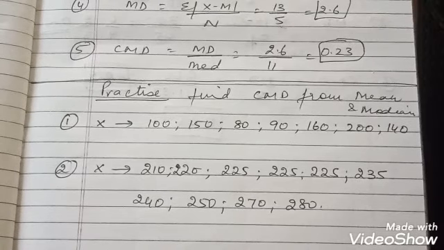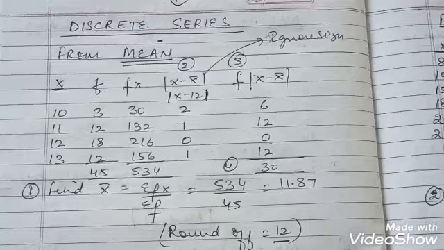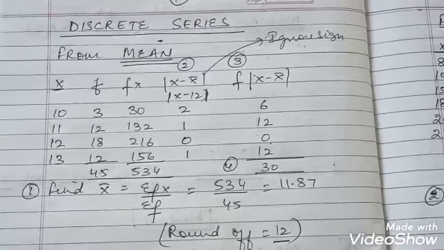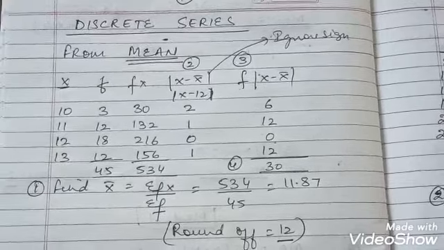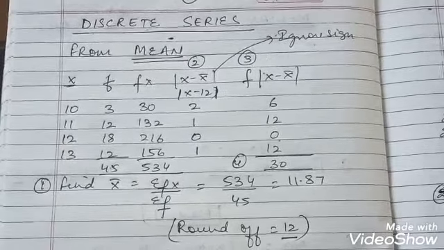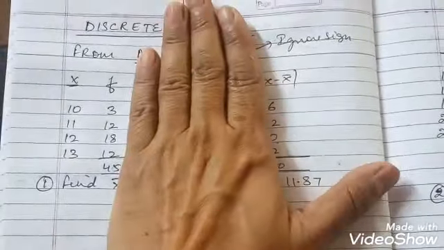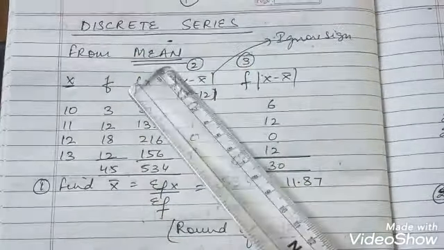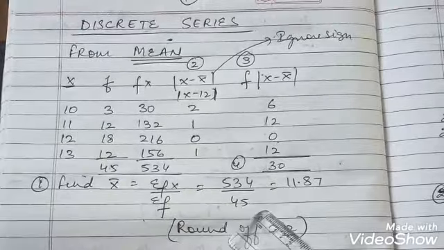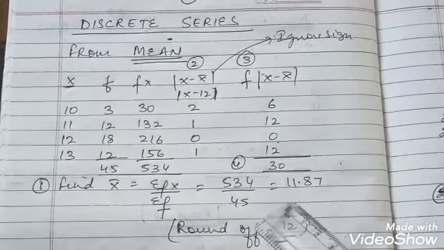So we have covered mean deviation from mean and median in case of individual series. Children, now we are going to calculate mean deviation and its coefficient in case of discrete series from mean, right? As you know, x and f is given to you. As usual, because it is from mean, what will be the first step? We will find the actual mean.